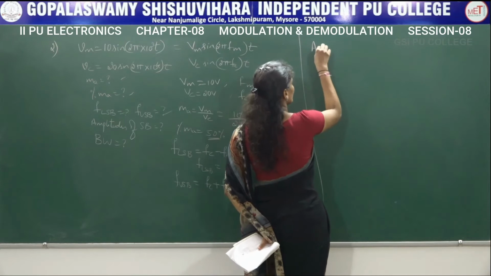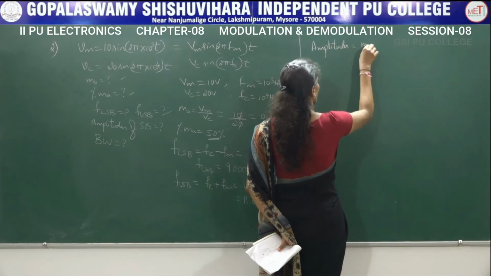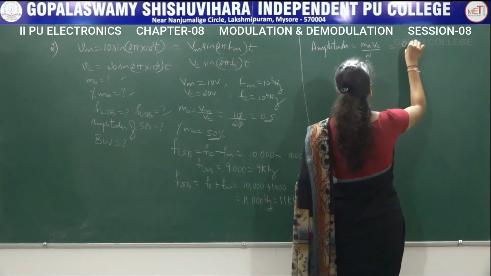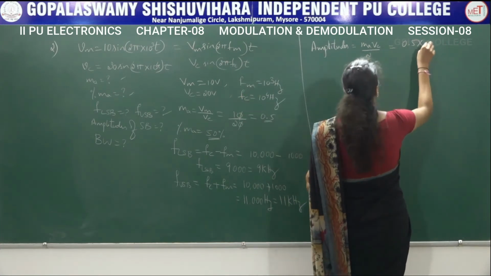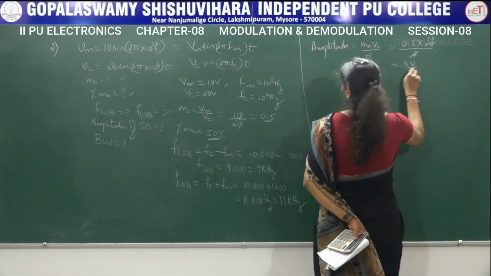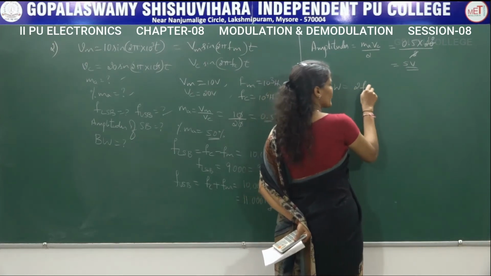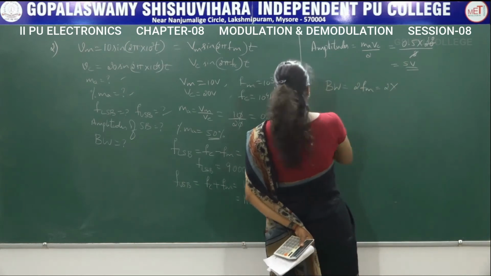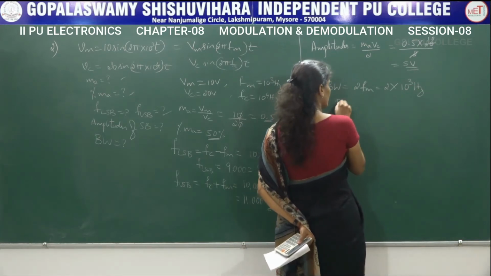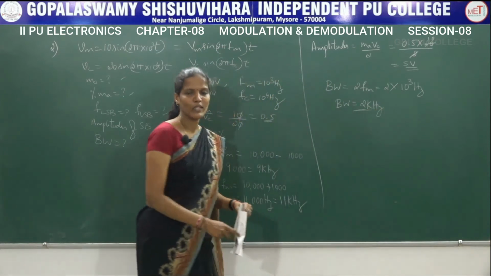So amplitude of sideband is equal to Ma into Vc divided by 2, where Ma value is 0.5, Vc value is 20 divided by 2, which gives me 5 volts. And the last one, bandwidth is equal to 2 times Fm, 2 into Fm value is 1000, that is 10 to the power of 3 hertz. So bandwidth is equal to 2 kilohertz. So this is the simple problem.